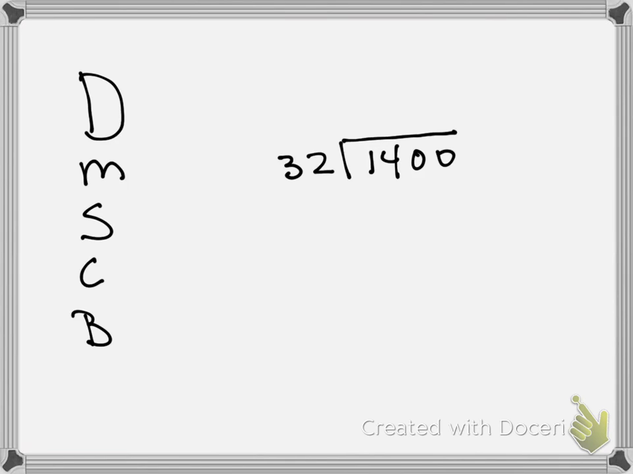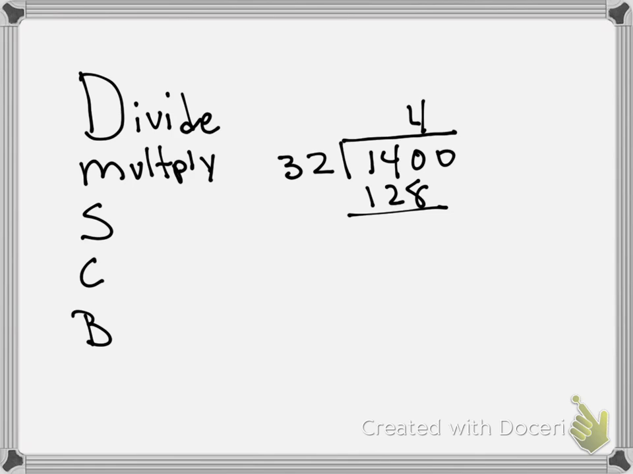So the first step we have is divide. So I'm going to divide 1400 by 32. 32 will not go into the 1, 32 will not go into 14, 32 will go into 140 4 times. The next step is to multiply. So I'm going to multiply 4 by 32, and I get 128. Now I'm going to subtract.